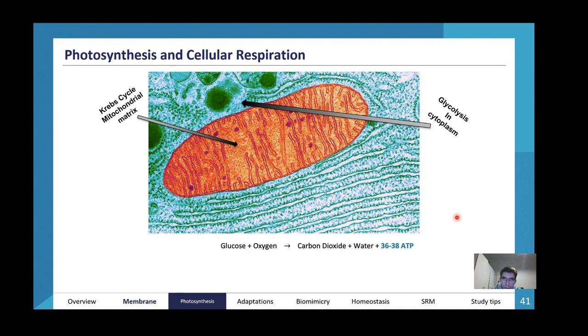Now, keep in mind that glycolysis occurs in the cytoplasm, whereas the Krebs cycle occurs in the mitochondrial matrix. We're going to cover what all those terms mean, so no need to stress. And the electron transport chain occurs in the cristae.